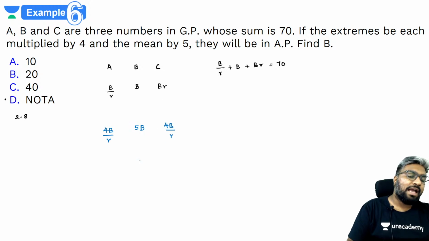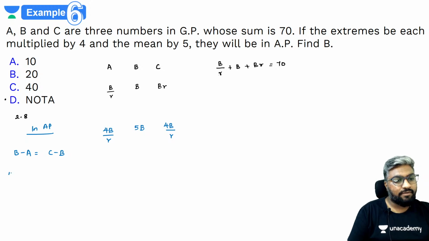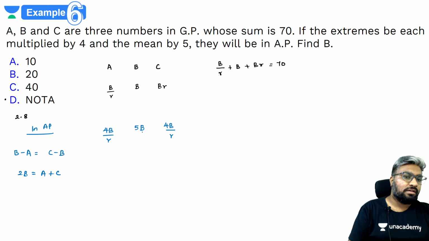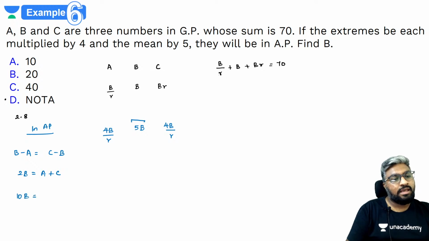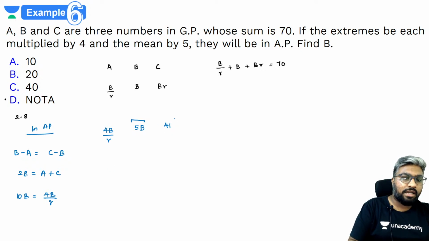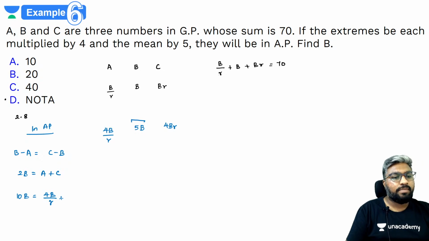ये AP में, अरिथमेटिक प्रोग्रेशन में. इसका क्या मतलब है? दैट B minus A, we know that in arithmetic progression B minus A should be equal to C minus B, है ना? In AP, in arithmetic progression B minus A और C minus B इक्वल होना चाहिए. या फिर इसको ऐसे लिख सकते हैं, B को यहाँ पे लेके आ जाओ, A को उधर लेके चले जाओ, 2 times B is equal to A plus C. So 2 times B, that is 2 times 5B in this case. यहाँ पे B 5B है, तो ये क्या हो गया 10B, A क्या है अपना 4B by R, C भी क्या है सॉरी 4B into R, हाँ, C क्या है 4B into R.